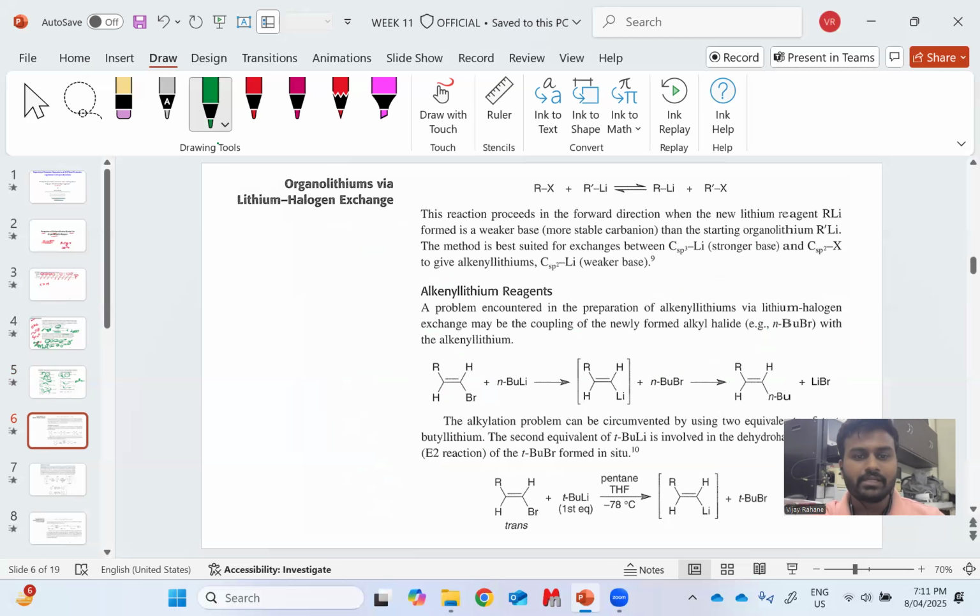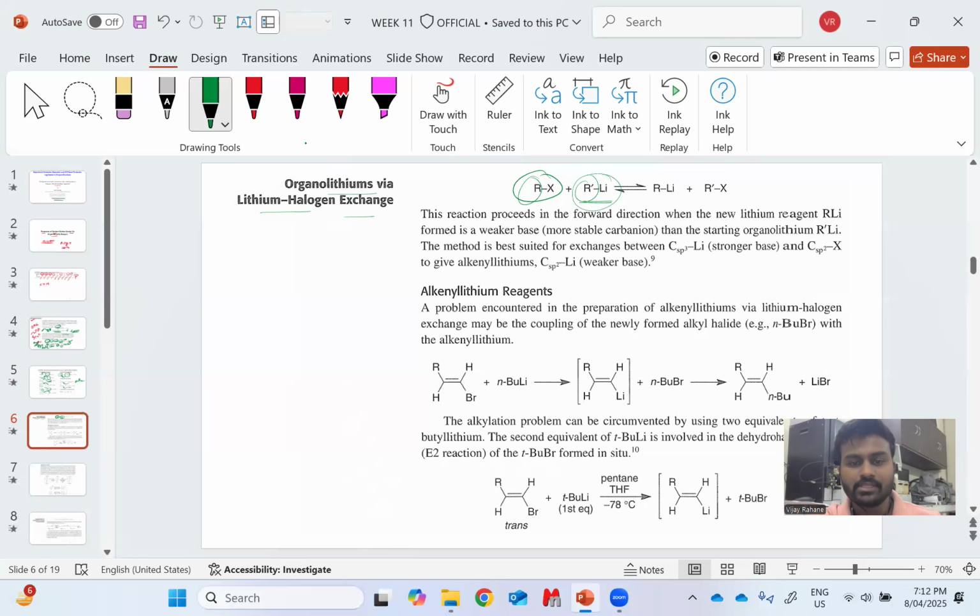Further, organolithium via a lithium halogen exchange. This sort of reagent we can also prepare from lithium halogen exchange. Let's say we have the alkyl halide, and if you add this alkyl lithium, the halide exchange takes place. It depends upon the reactivity of this R and R dash, on the reactivity and the stability. So we are able to do the lithium halogen exchange reaction, and from one organolithium we can prepare another organolithium.